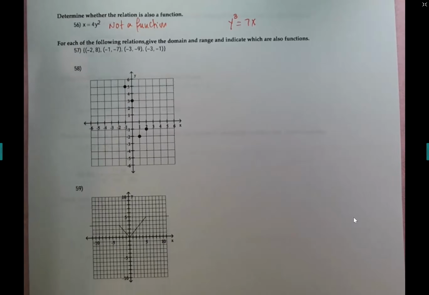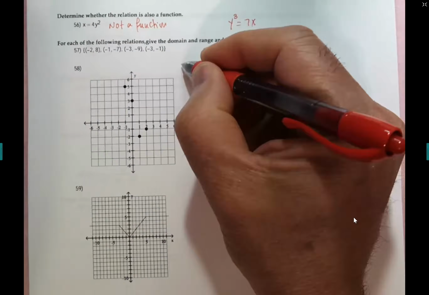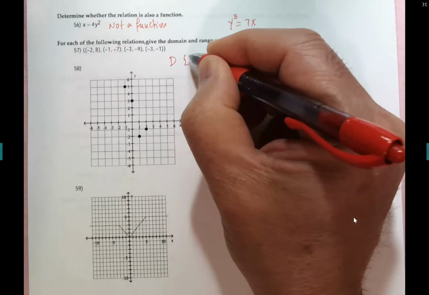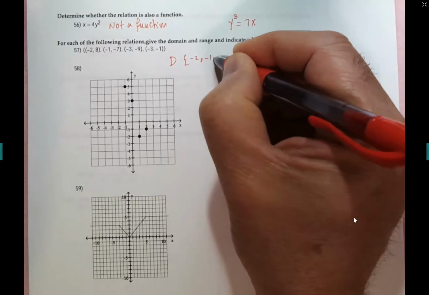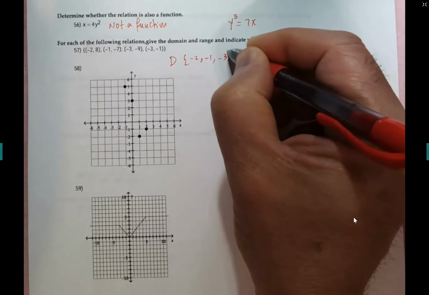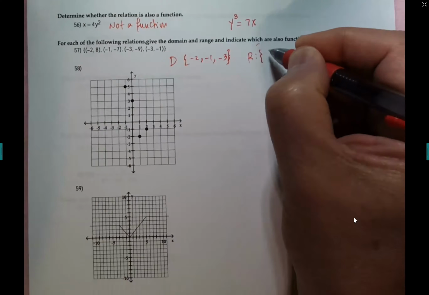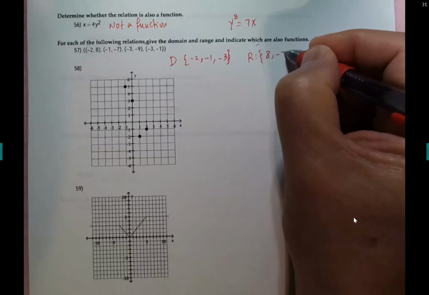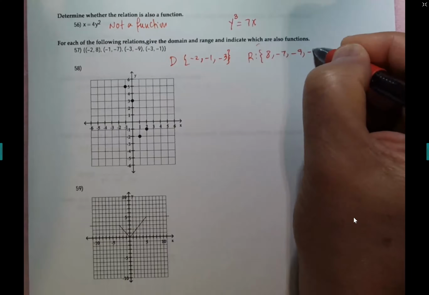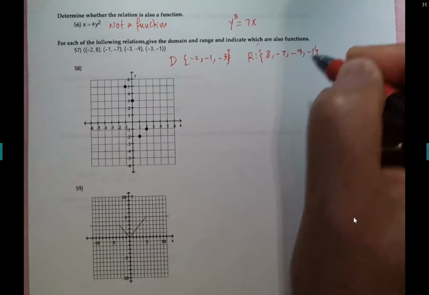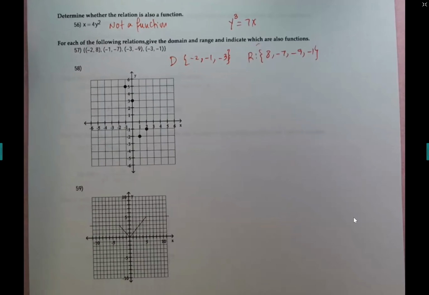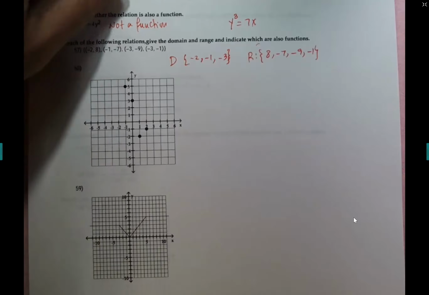57, find the domain and the range. The domain are the x values and the range are the y values. So if you want to write the domain, guys, here it will be -2, -1, -3. You don't repeat -3. The range will be 8, -7, -9, and -1. He wants a domain and range for the following equation.